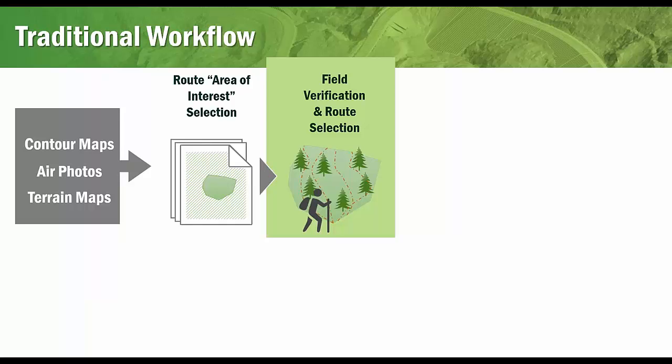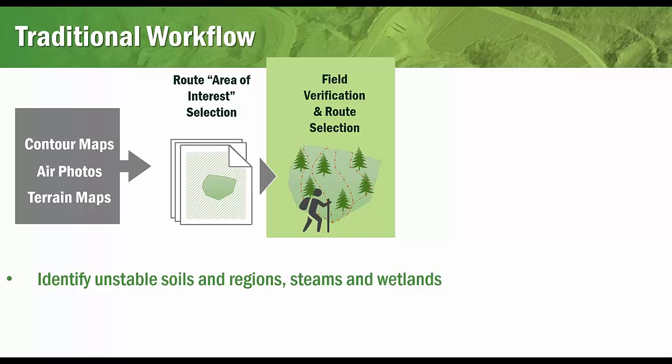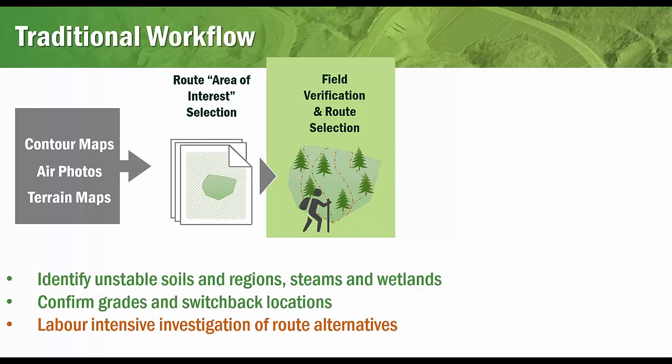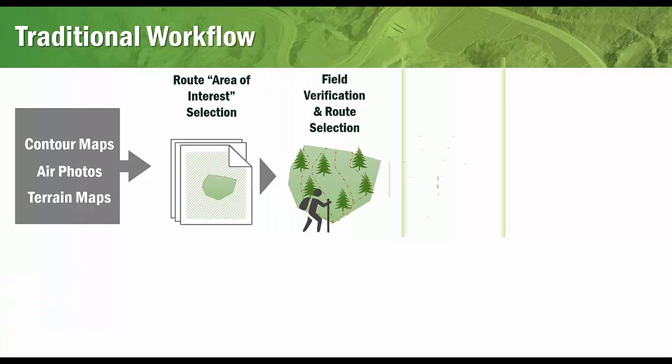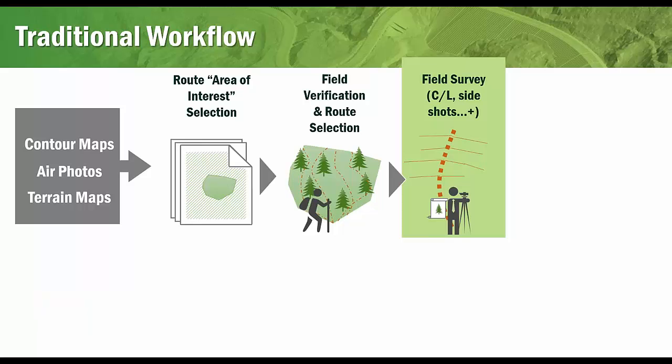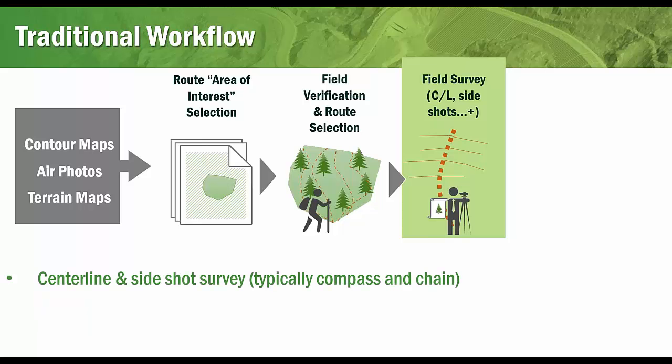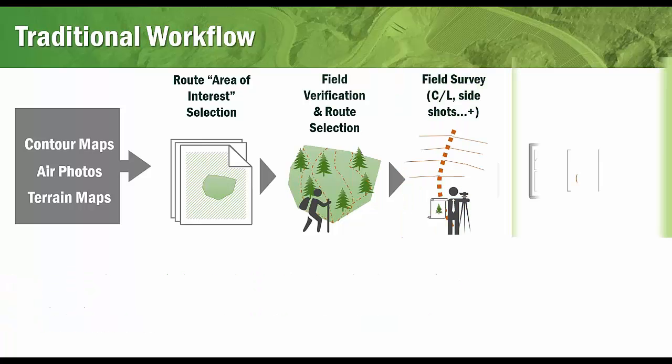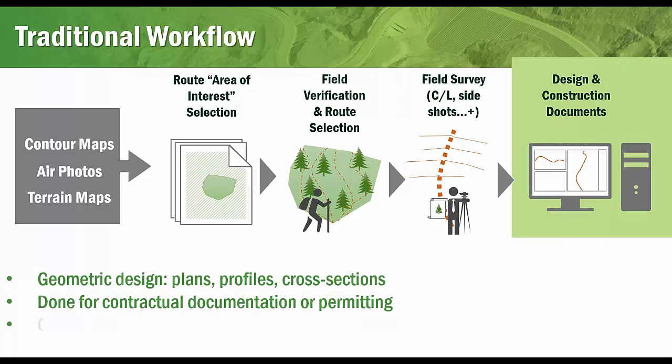If something is discovered at this point, an alternative route would have to be considered, and this step in the process is typically very labor-intensive, as is also the centerline survey stage that would come next. Both of these boots-on-the-ground parts of the traditional workflow are very labor-intensive, and then after that point, we would be going towards detailed design. Detailed geometric design with plans, profiles, cross-section sheets, and only at this final stage is where cost estimates are available.